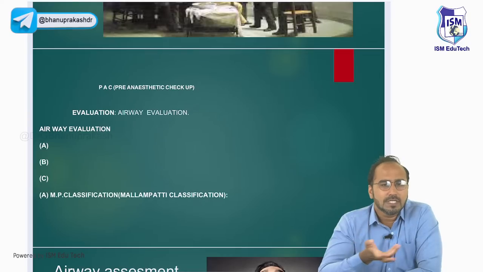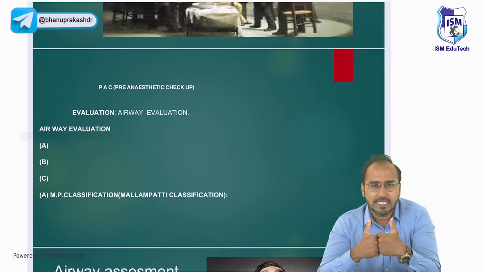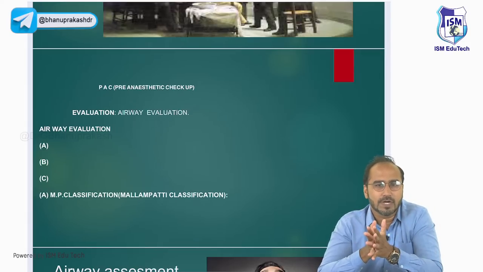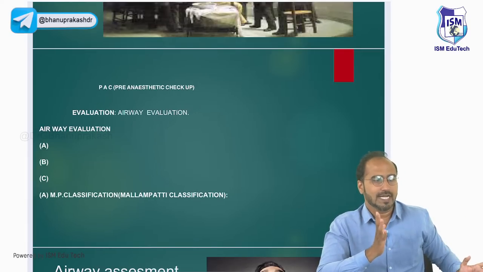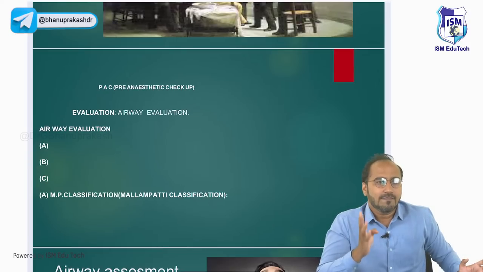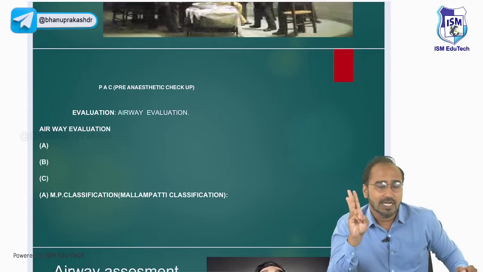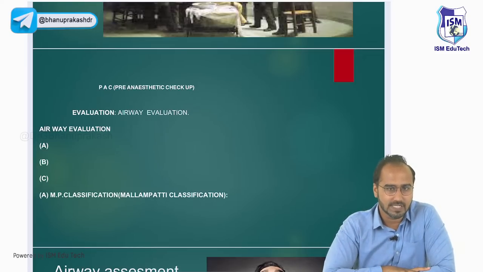For those who are new to this topic of anesthesia, I'll just be telling you the gunshot points that could come in the exam. In the pre-anesthetic checkup, imagine I am the anesthetist and a patient comes to me. First of all, pre-anesthetic checkup means the checkup done before giving anesthesia. In the PAC, I have to focus on three things. First is the airway assessment. Next is hemoglobin estimation. Third is the fasting status. So first is the airway assessment.